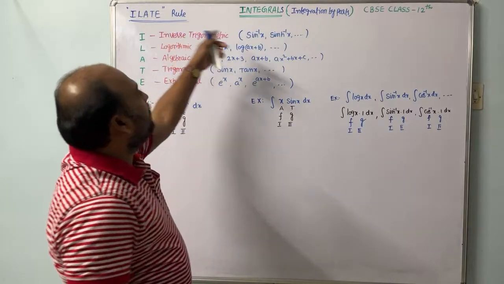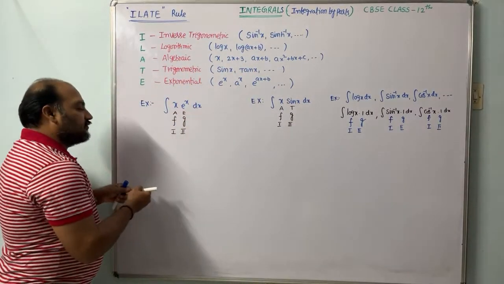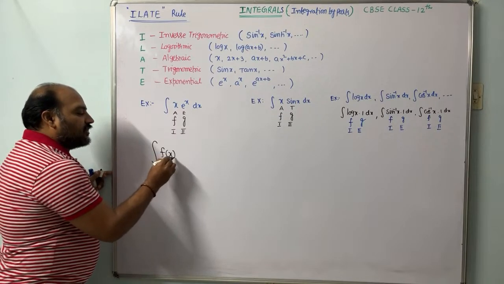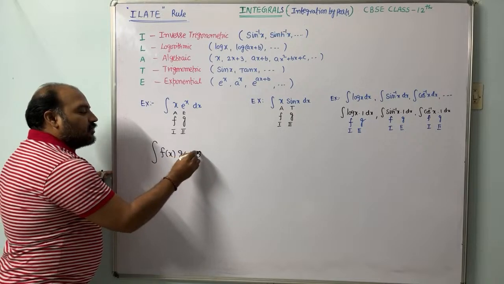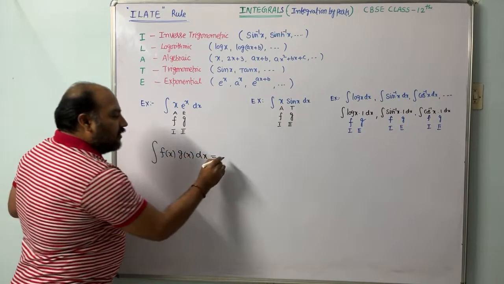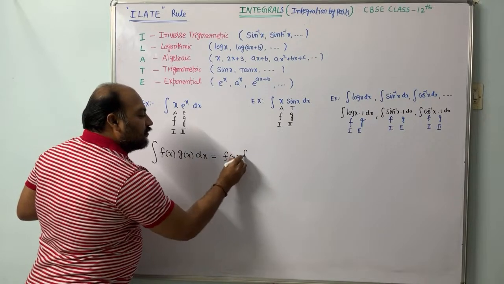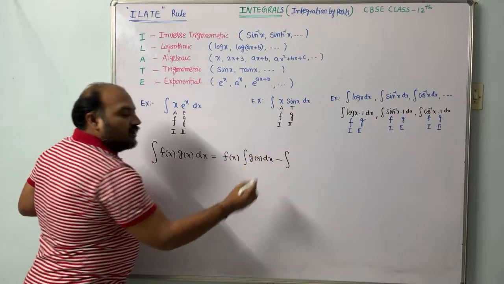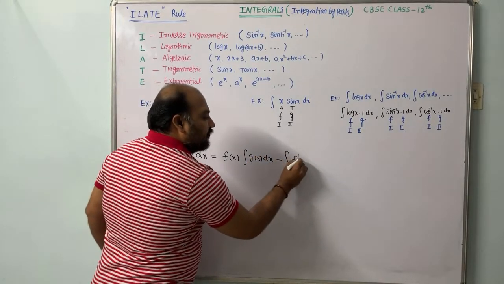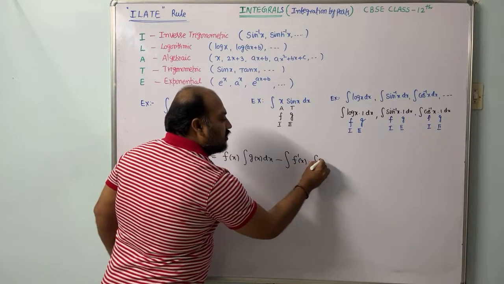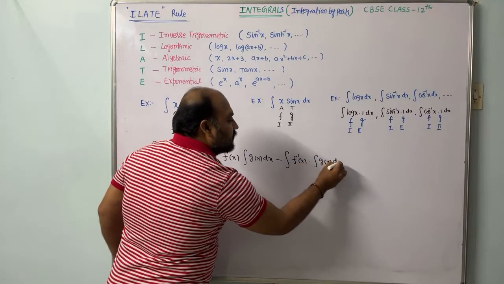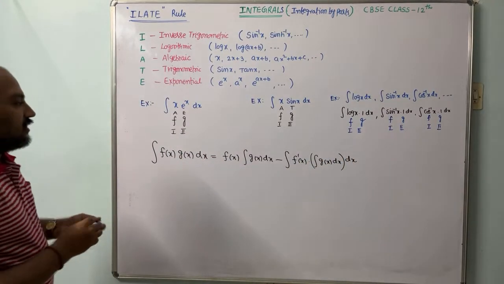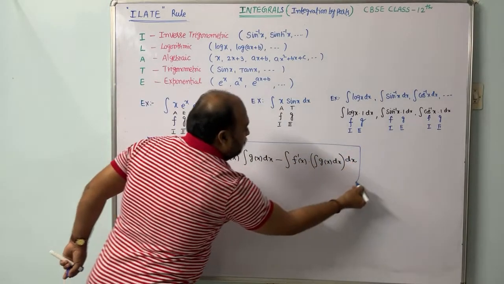So what is the integration by parts formula? Integral f of x into g of x dx is equal to f of x into integral g of x dx, minus integral of f dash of x into integral g of x dx, whole dx. Okay, dear students, this is the integration by parts formula.